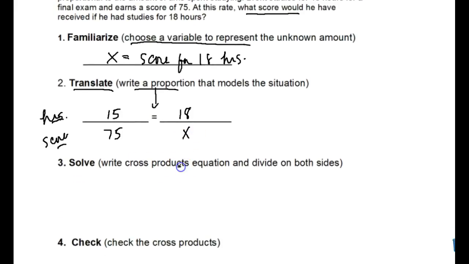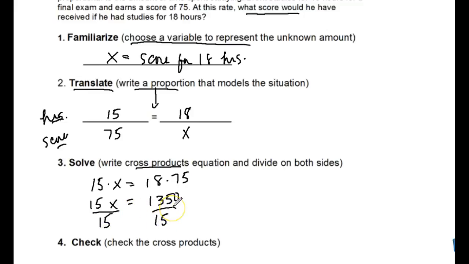We're going to write our cross products equation like we were doing in the last section. We'll do 15 times X and 18 times 75. 18 times 75 is 1,350. That equals 15 times X. I'm going to divide both sides by 15, and I'll find out that X would equal 90, because 15 divided into 1,350 is 90. So we've solved the problem.